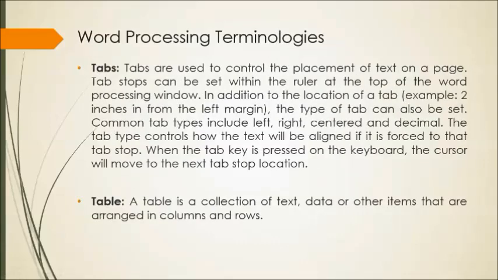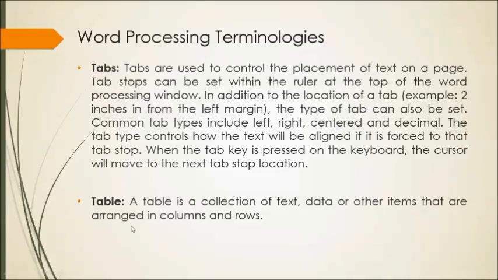Next is tabs. These are used to control the placement of text on a page. Tab stops can be set within the ruler at the top of the word processing window. In addition to the location of a tab, for example, 2 inches in from the left margin, the type of tab can also be set. Common tab types include left, right, centered, and decimal. The tab type controls how the text will be aligned if it is forced to that tab stop. When the tab key is pressed on the keyboard, the cursor will move to the next tab stop location.